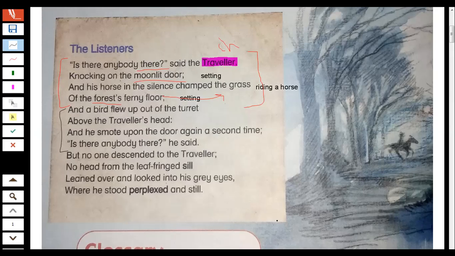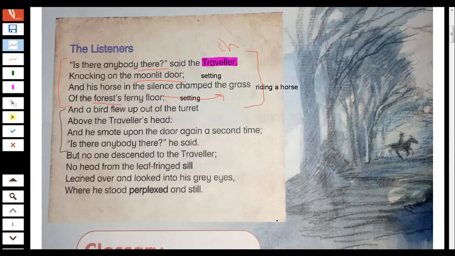I knocked the door, waiting for someone to reply. Nothing. No one replied. And the bird flew up out of the turret. The bird flew up out of the turret. So there are birds in a turret.